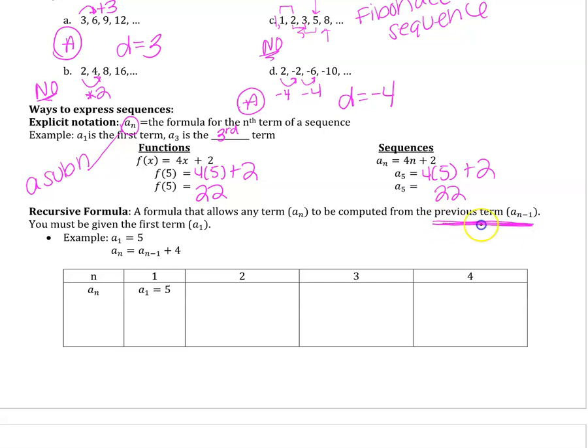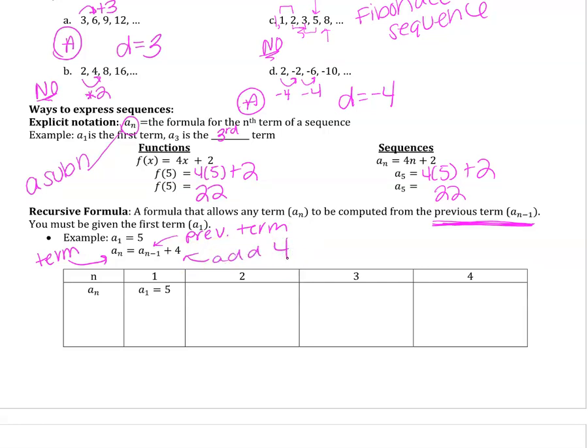A sub n minus 1 is the previous term. So usually we give it like this. There's always 2 parts. A sub 1 is the first term, so we always tell you where to start. And then it's a sub n equals a sub n minus 1, and then something happens. So I always read this as, if you want the next term in the sequence, you're going to have to take the previous term, and then the plus 4 means add 4.